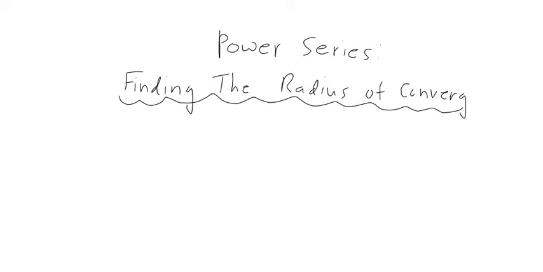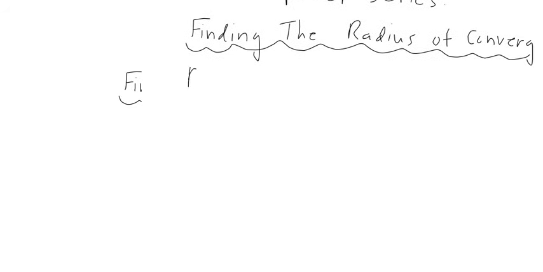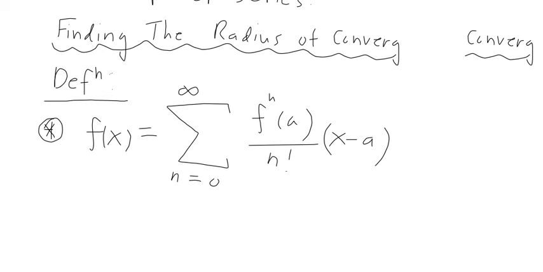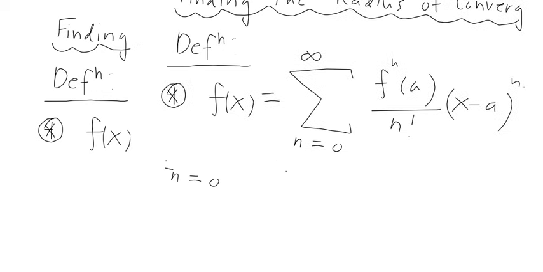Okay, so let's talk about power series. The definition of the power series is in the following form: f of x, some function f of x, is equal to some infinite series, the sum from n equals 0 to infinity of f to the n of a, all over n factorial, times x minus a to the n. This is the power series formula.